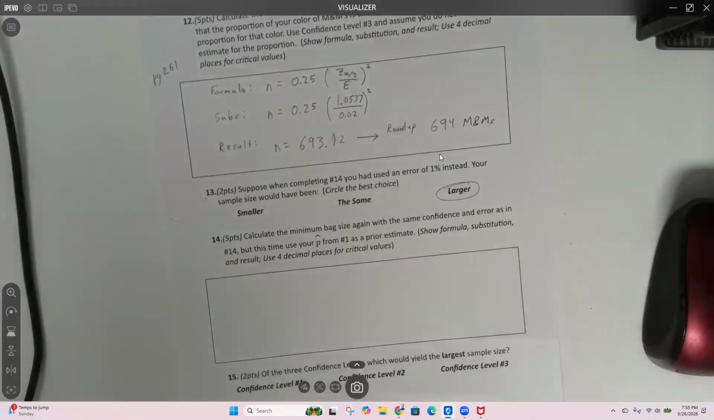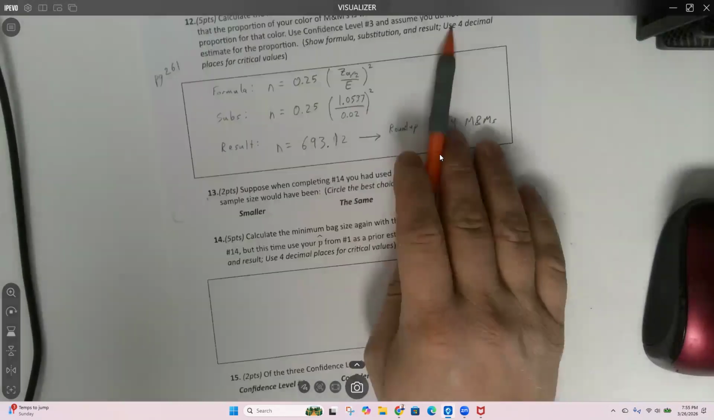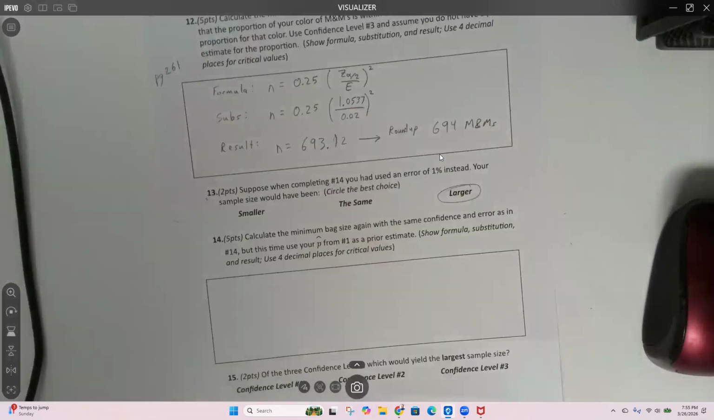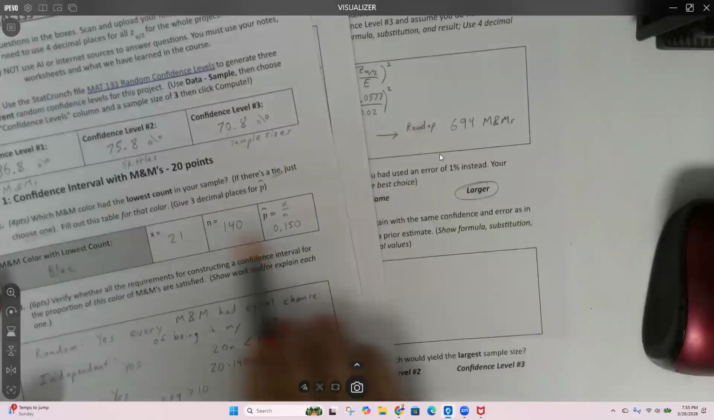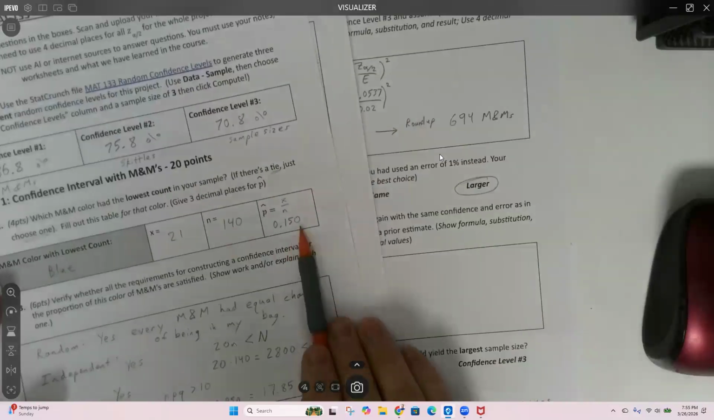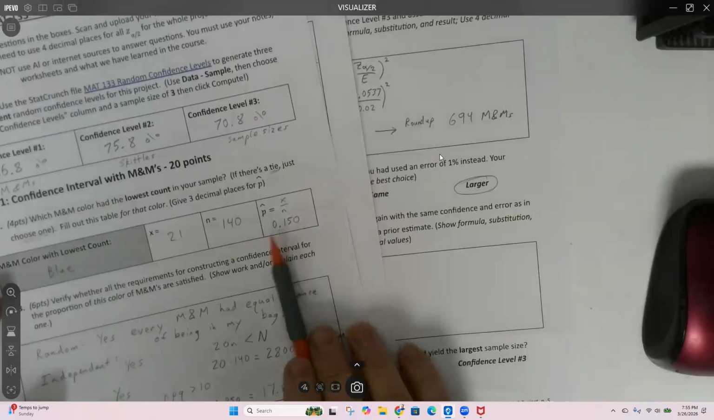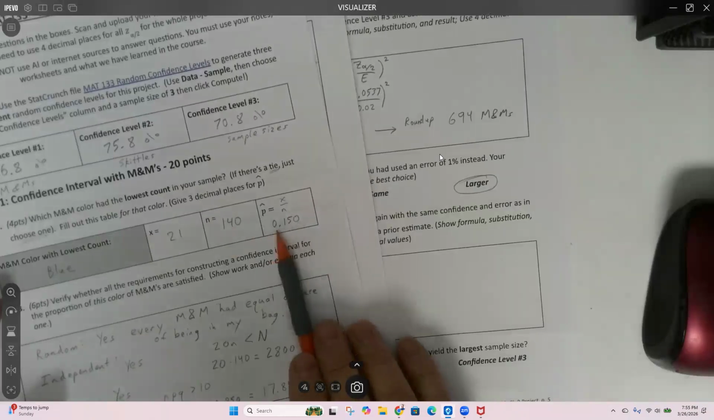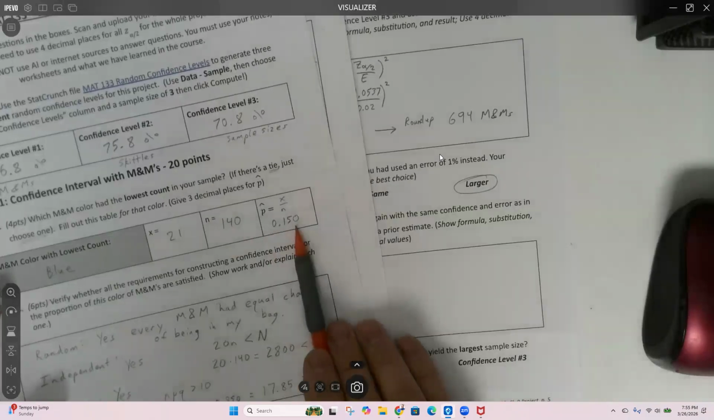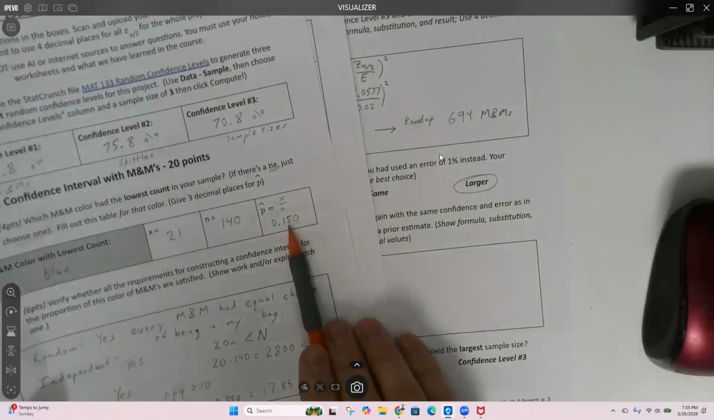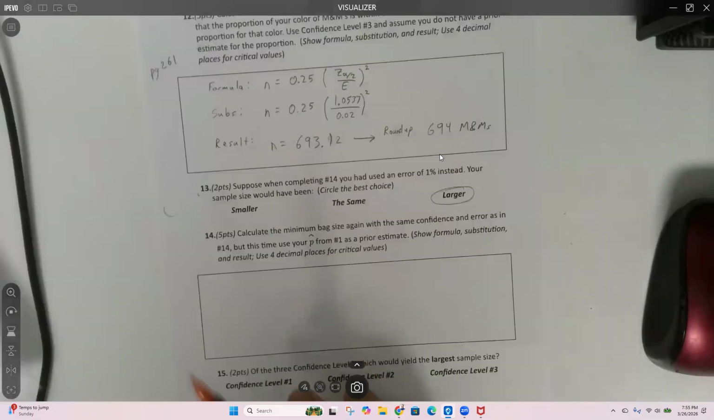Okay. And we had no prior estimate. Well, that's not true. We did have a prior estimate. We already did the experiment. We already did all the counting and stuff. And our previous estimate was whatever p hat was from number 2. So my p hat was 0.15. Okay. So I can use that to help me figure out how many I need to buy to redo the experiment. Okay.